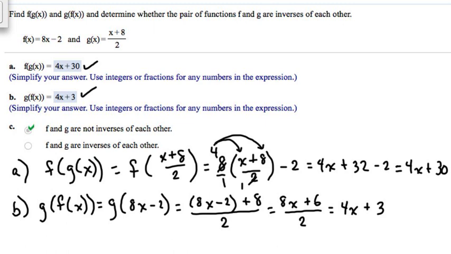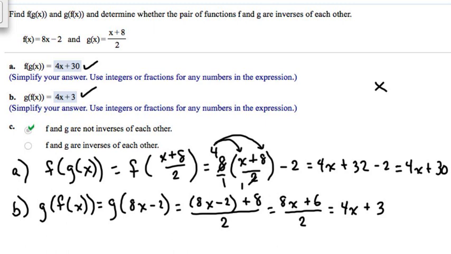Now, the last part asks us if the functions are inverses of one another. So is f of x and g of x inverses of one another? The only way that f of x and g of x can be inverses of one another is if when we did this part here, part A, f of g of x, and when we did g of f of x, if we simply got x as the answer for both, then they would be inverses of each other.